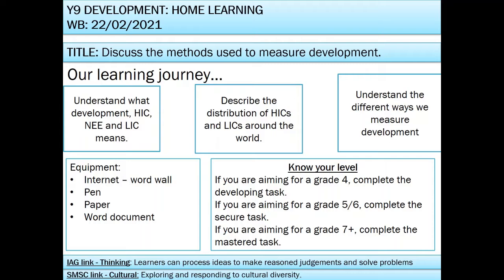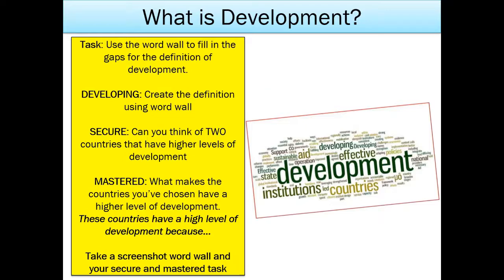Just a quick reminder of know your level. And again, I'm not saying anybody's stuck on these levels. You can do a higher level if you feel like you want to push yourself. But if you're up to a grade 4, we expect you to be doing developing tasks. If you are a 5 to 6, you should be doing the secure task. And if you are a 7 or above, your MG grade, you should be doing the mastered tasks.